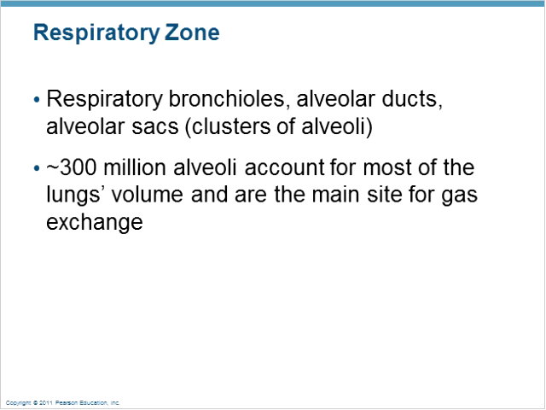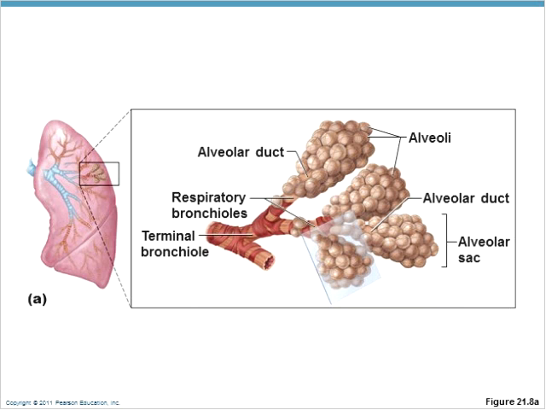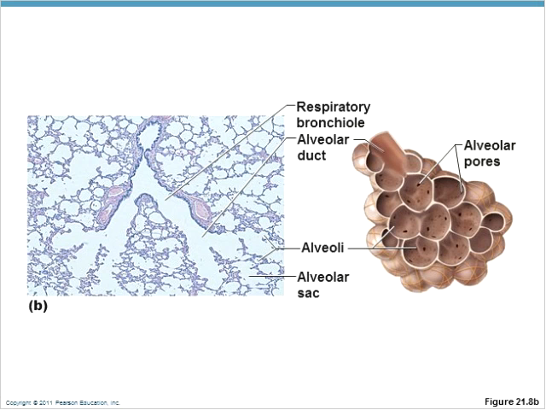In the respiratory zone, the respiratory bronchioles, alveolar ducts, and alveolar sacs, there are clusters of alveoli, sometimes called grape-like clusters. There are a little over 300 million alveoli, which account for most of the lung's volume and are the main site for gas exchange in external respiration. You get a nice feel for the alveoli as they're located at the end of the respiratory bronchioles. They look like little grape clusters, and you can see those little alveolar sacs. You see this because it increases the potential surface area, allowing us to move gases much more efficiently.